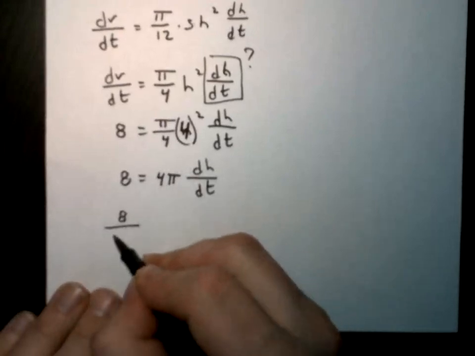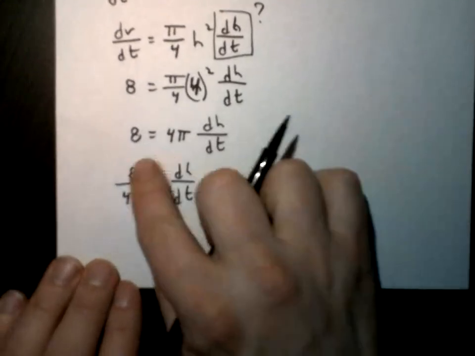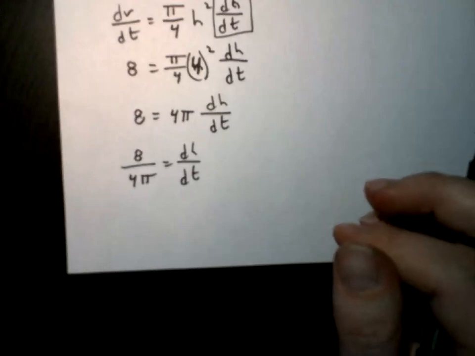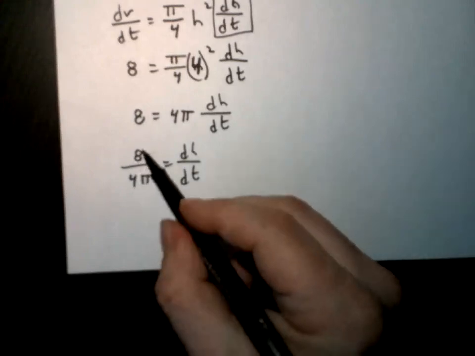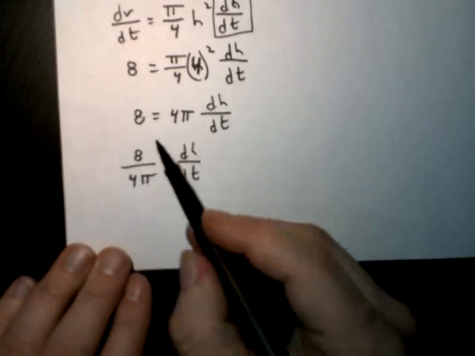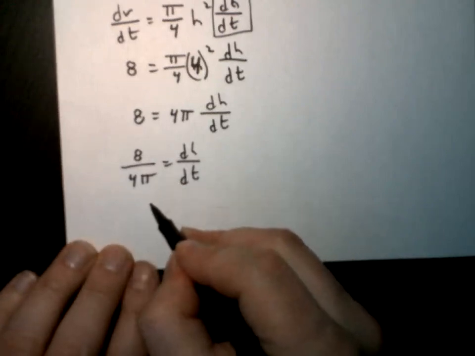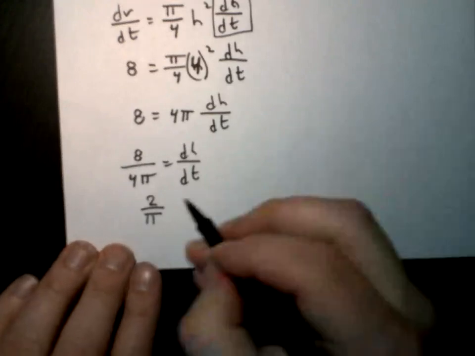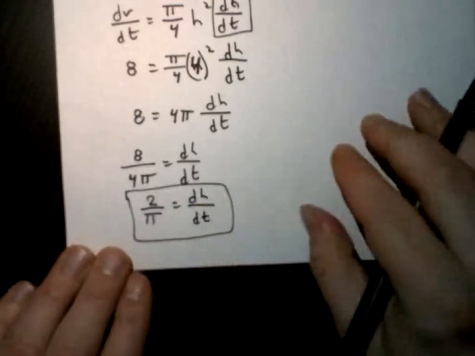So you should have 8 over 4 pi equals dh over dt. And let's do a little bit of simplification. I think that's 2 over pi, because this kind of goes away to 2. But if you don't want to do that, that's okay. But I do believe that the pi is in the denominator, by the way. So let's just make this a habit. 2 over pi equals dh over dt. And I do believe that's your answer.